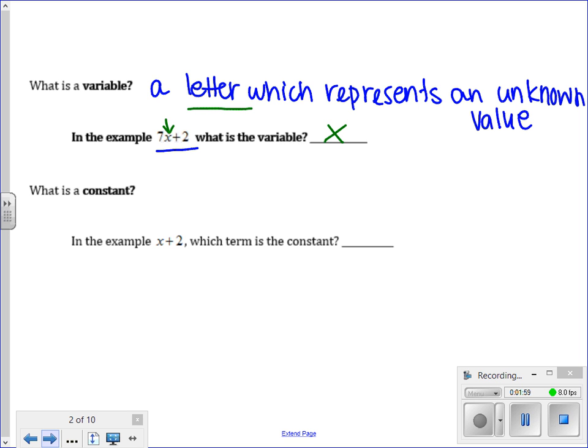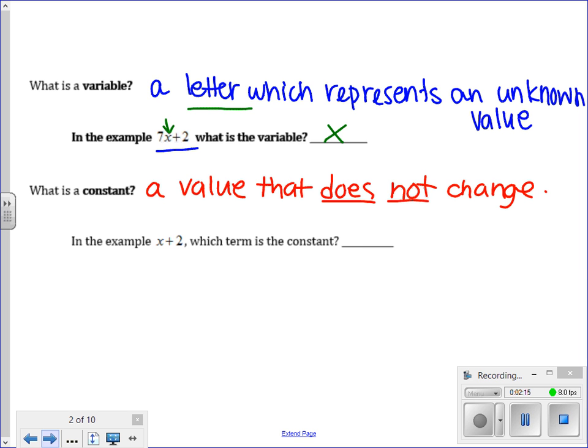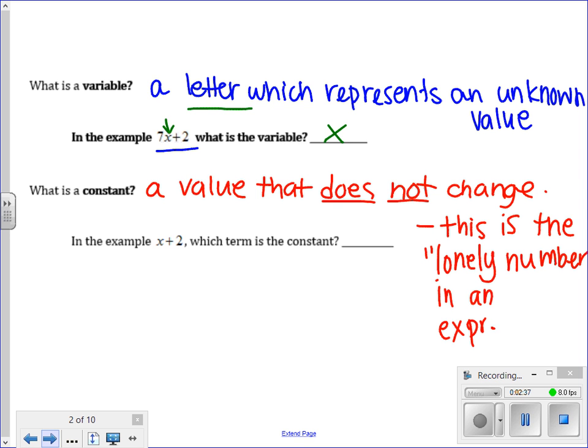Next, we ask, what is a constant? Well, a constant is a value that does not change. A value that does not change. I like to say that this is the lonely number in an expression, the only value without a variable. So again, the constant is the term in the expression which does not have a variable. Well, here in this example, x plus 2, positive 2 is the constant. It does not have a variable attached to it.